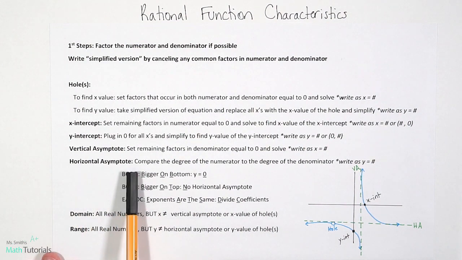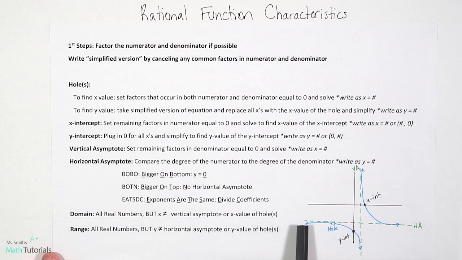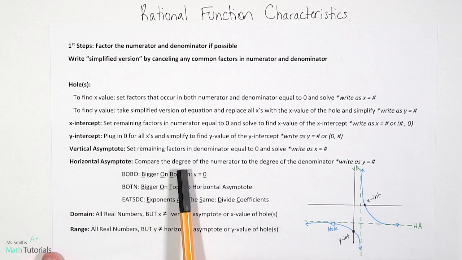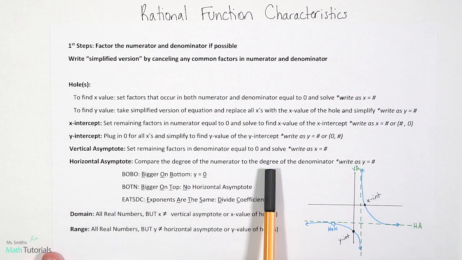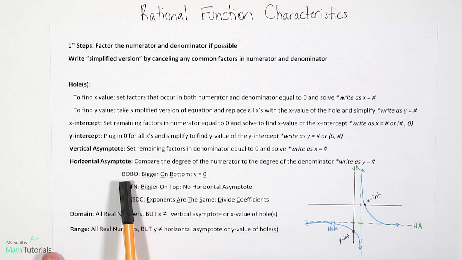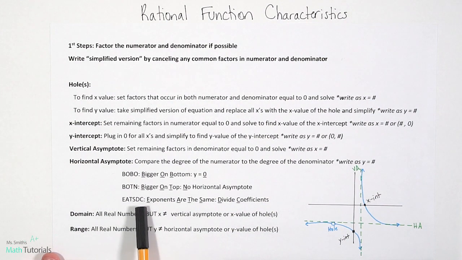To find a horizontal asymptote, so that's our HA right here, and it's this green dashed line that we've created right here, this horizontal line. So to find the horizontal asymptote, we compare the degree of the numerator to the degree of the denominator. So you ask yourself, what's the highest exponent in the numerator? What's the highest exponent in the denominator? And then that will tell you what your horizontal asymptote is. Now there's 3 different scenarios, and we've got this acronym here to help us remember the different scenarios. So we read this as BOBO, BOTN, EATSDC.